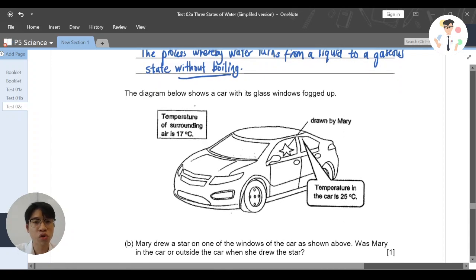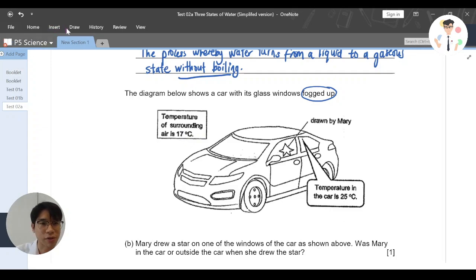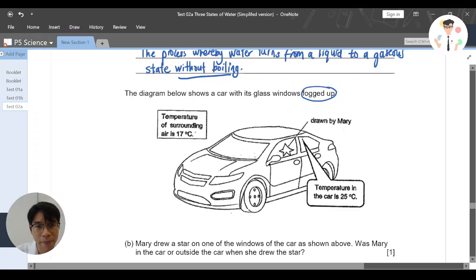The diagram below shows a car with its glass window fogged up. Now, the temperature of the surrounding air, meaning the outside of the car, is 17 degrees Celsius. Let me just quickly circle this. So it's cooler. Let's write the word cooler. But the temperature in the car is 25 degrees Celsius. So it's actually hotter.